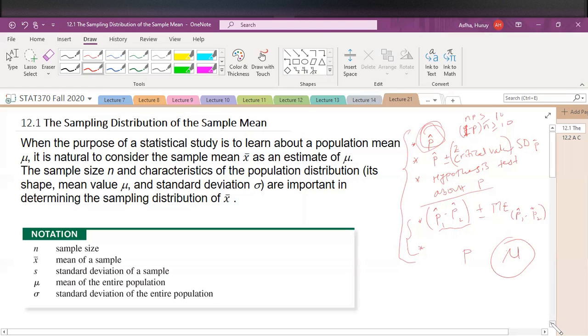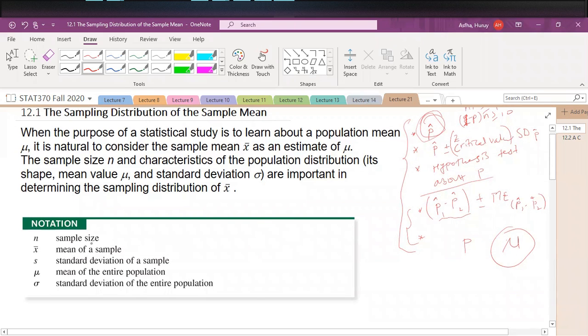And similarly for the mean x bar, for the population mean, here we have the notations. N represents the sample size, and x bar is the mean of the sample. S is the standard deviation of the sample. Mu is the mean of the entire population, and sigma is the standard deviation of the entire population. So x bar is the estimator of mu. If we don't know mu, we will use x bar to estimate it.